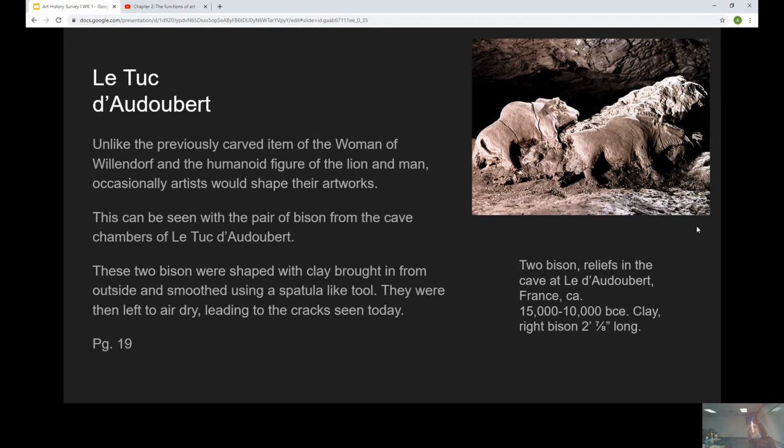The cracks on these bison happened right after it dried. Because if you let clay naturally dry, it cracks a lot of times if you don't fire it. So those cracks are original technically. They did not happen over time. So that's also kind of interesting. This one I think is just really fun because of the medium. It's one of the rare examples of that we see, and it's the only example that you're going to see in this class.